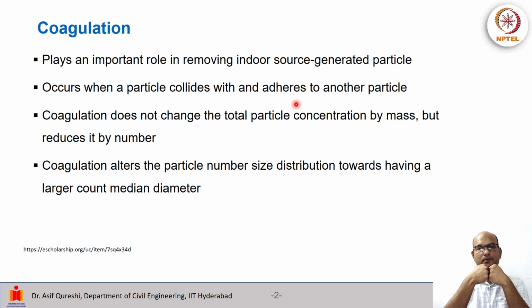So then you have a bigger particle. The particle mass does not change because it just coagulates. So the overall mass of particles in the air is the same, but the numbers have reduced because previously, for example, we had two particles, and now we have one particle. So coagulation does not change the total particle concentration by mass, but reduces it by numbers.